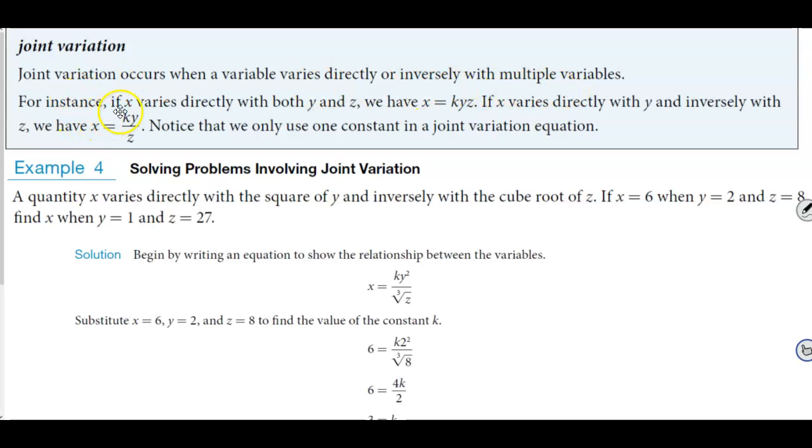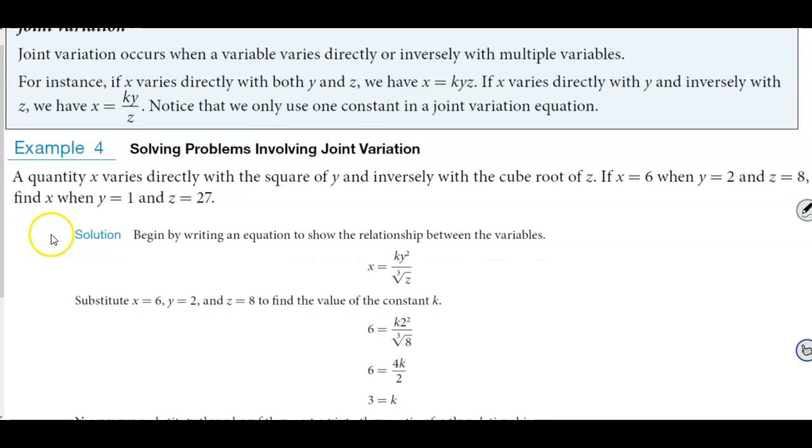So for instance, if x varies directly with both y and z, then we would have x equal to k, y, and z multiplied together. That's a joint variation because now you're including two variables. Now, if x varies directly with y and inversely with z, then we would have x equal to k times y divided by z. And notice that we only use one constant in a joint variation equation.